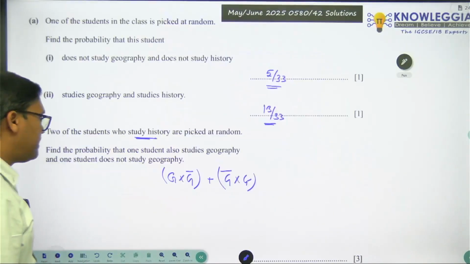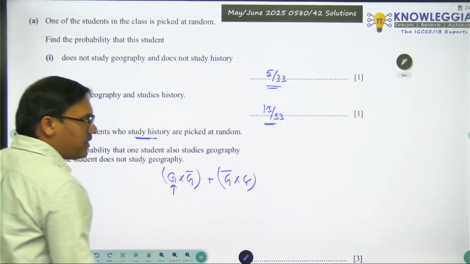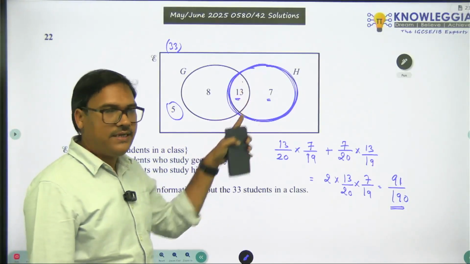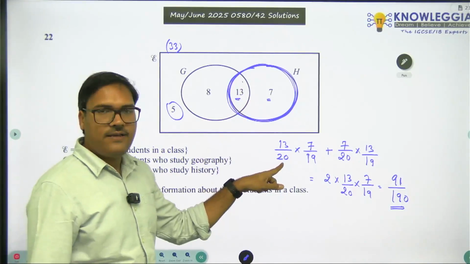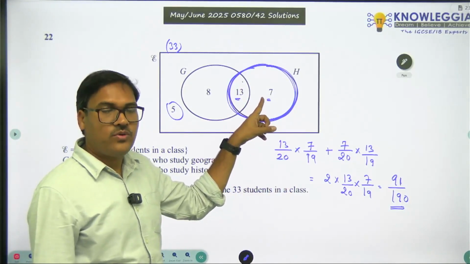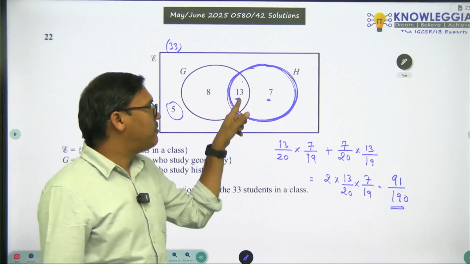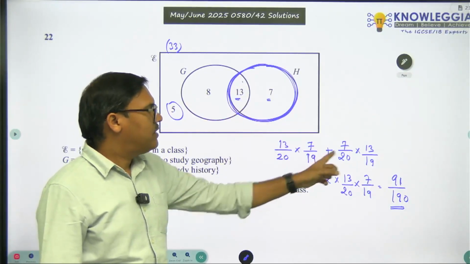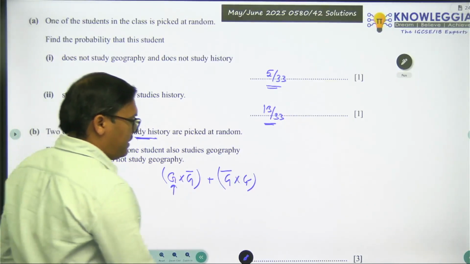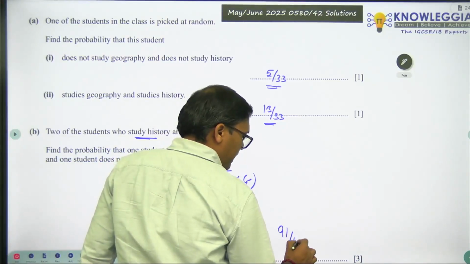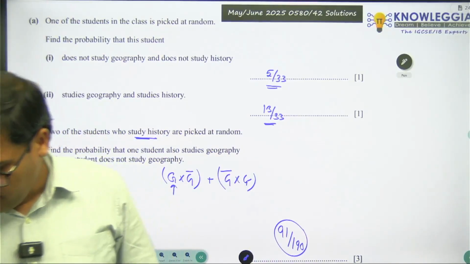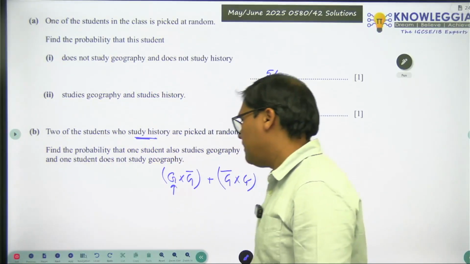So that is why we are saying this is corresponding to geography. How many are there? You can see these are corresponding to geography also. This is 13. So this is why 13 upon 20. Now, what is left? 7 students who are not studying geography out of 19, because we have already picked up one. And similarly, this one. Okay, so that is the answer. That is 91 upon 190. So let's check the answer. This is equal to 91 upon 190, which is the correct answer. Okay.